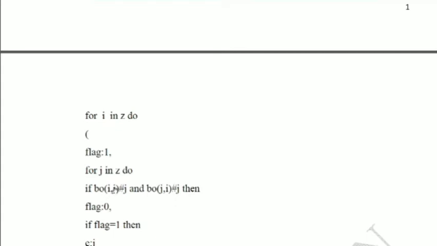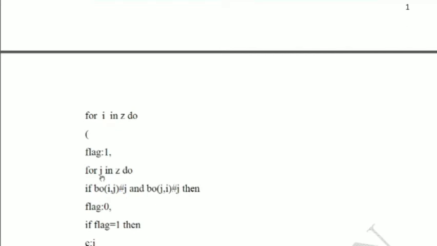What is 0 plus 3? 3 only. So we are getting J only. And BO of 3, 0, which is again 3 only. So we are getting equal sign here. Then flag will be 1, not 0. Flag will remain 1. It will not change. So if flag is 1, then E will be stored with I. What is your I? 0. Again it comes back here.